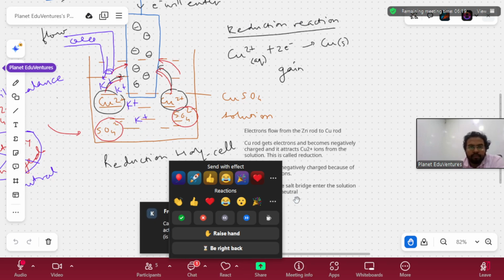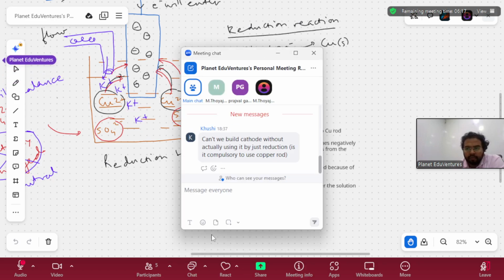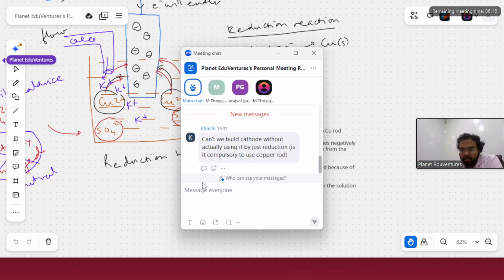Harshit has understood. Khushi, you can also tell me. Khushi is saying, can't we build cathode without actually using it by just reduction? Is it compulsory to use copper rod? Well, copper rod and zinc rod. Okay, there is a secret.